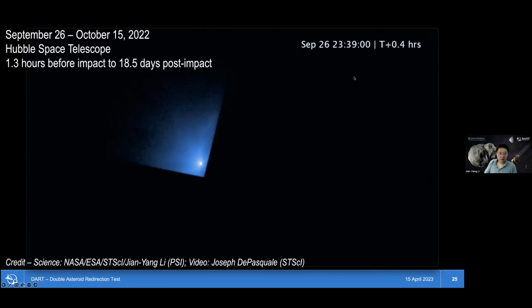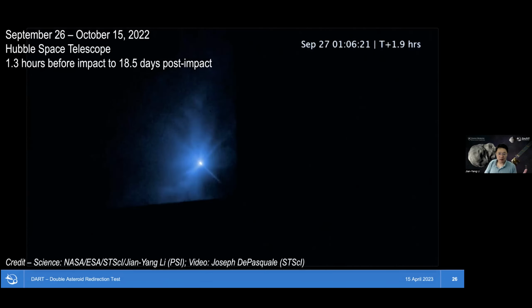Then this is about 0.4 hours, 20 minutes after impact. That's where we started to see the ejecta, diffuse and everywhere. In the next one, you started to see some structures, and basically you see the cone. From this angle, we actually looked at the ejecta from the side. So what you see here is a cone-shaped thing towards the left.